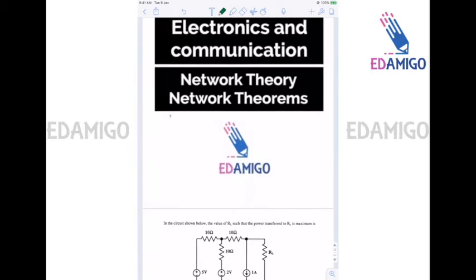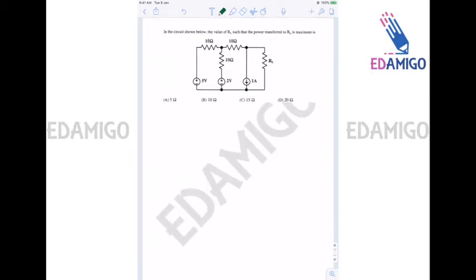Now let's move directly to the questions. So this is a very simple question. Here we have to find the value of RL for maximum power transfer. For maximum power transfer, RL is equal to RTH. Now to find RTH, let's first of all copy the figure.